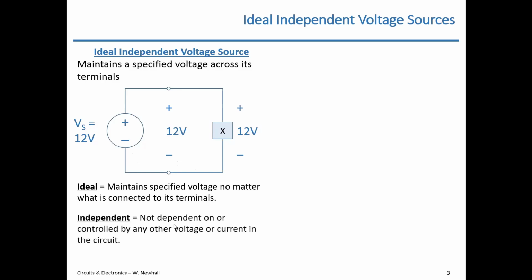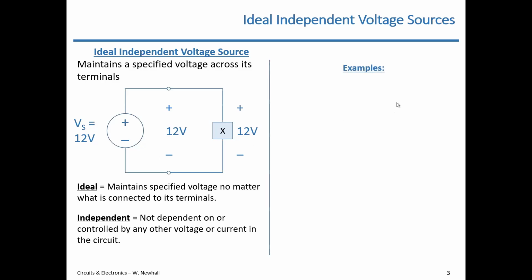The source is independent because it is not dependent on or controlled by any other voltage or current in the circuit. So no matter what's going on in the rest of the circuit, whether you're turning on switches, unplugging resistors, or plugging in other batteries, if you have a truly ideal independent voltage source, because it's independent, its voltage does not change. So if I say this is 12 volts, it will always be 12 volts between its two terminals, unless you do something that theoretically contradicts it being 12 volts. You'll have some kind of conflict or contention there.